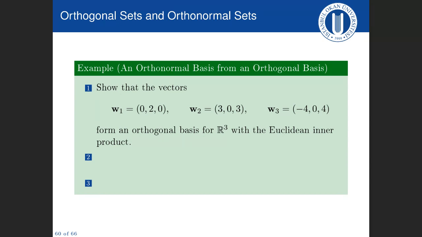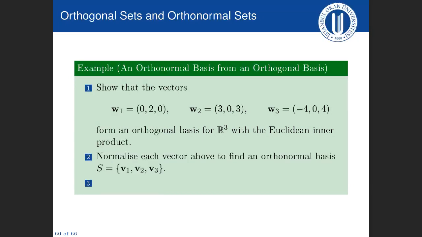Next example: show that these three vectors form an orthogonal basis for R3 with the Euclidean inner product. Two, normalize each vector to find an orthonormal basis. We're going to take each vector and divide it by its norm. That means normalize. And then part 3, find the coordinates of U relative to the orthonormal basis S, if U is the vector 1, 2, 4.